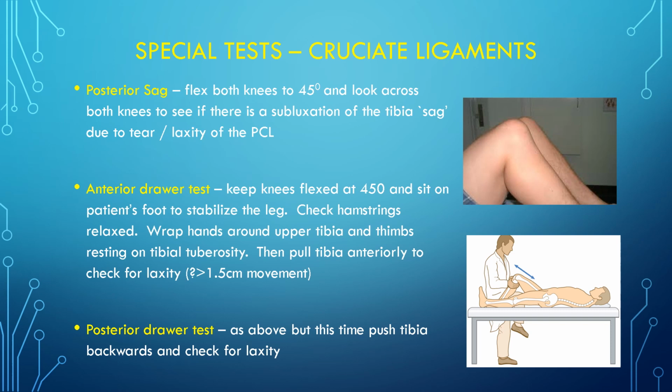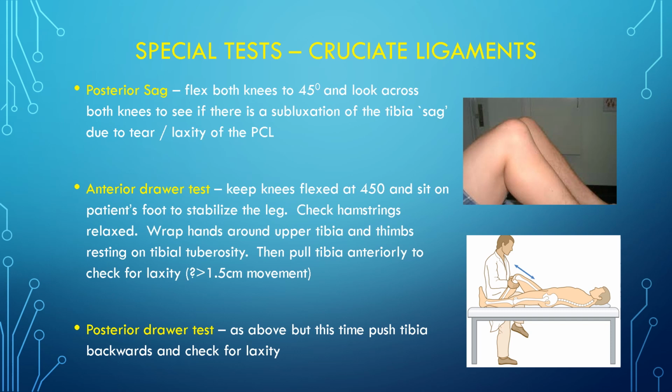Looking at the cruciate ligaments, you want to flex both knees to 45 degrees together and look across from a lateral view to see if there's any subluxation of the tibia. Is there a sag? This may be due to a tear of the posterior cruciate ligament, the PCL.